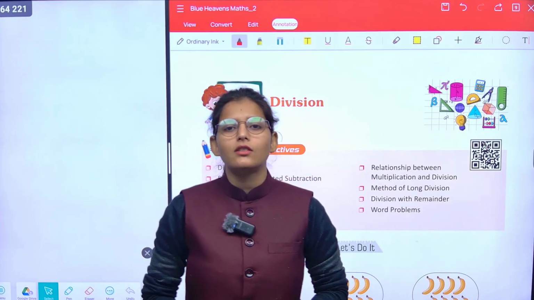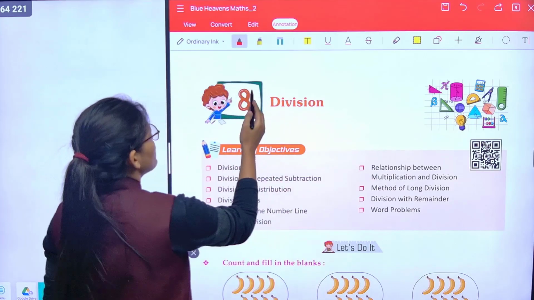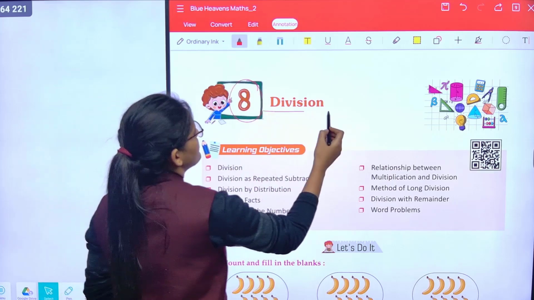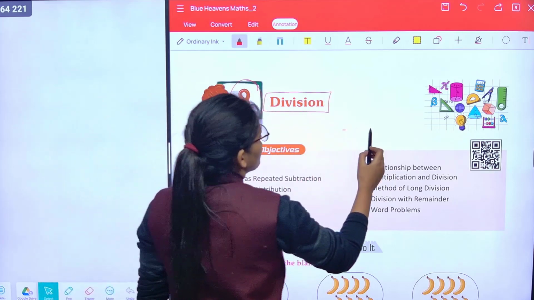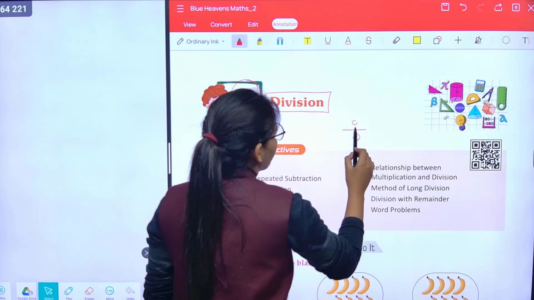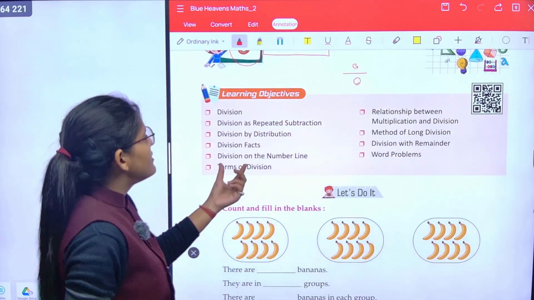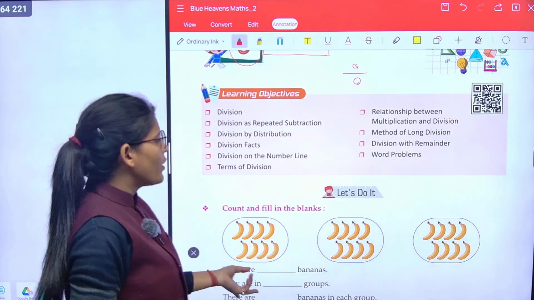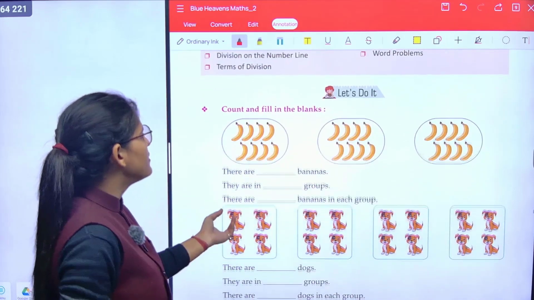Students, today we will learn chapter number 8, that is division. The sign of division is this, class. And class, these are our learning objectives. Now let's start the chapter.